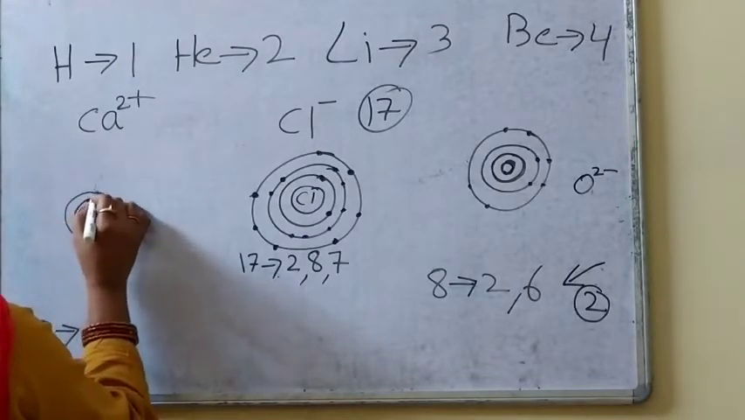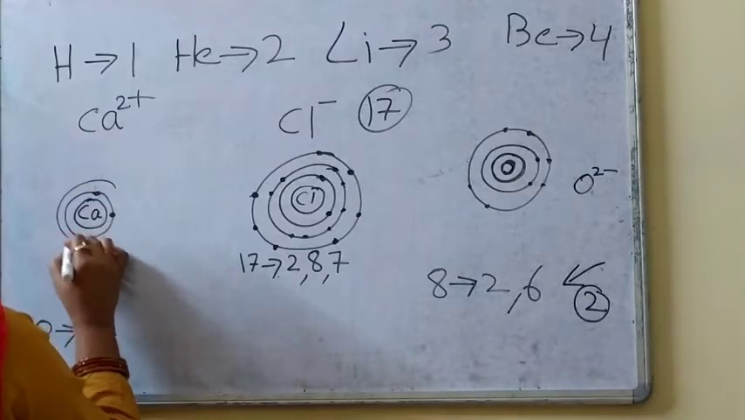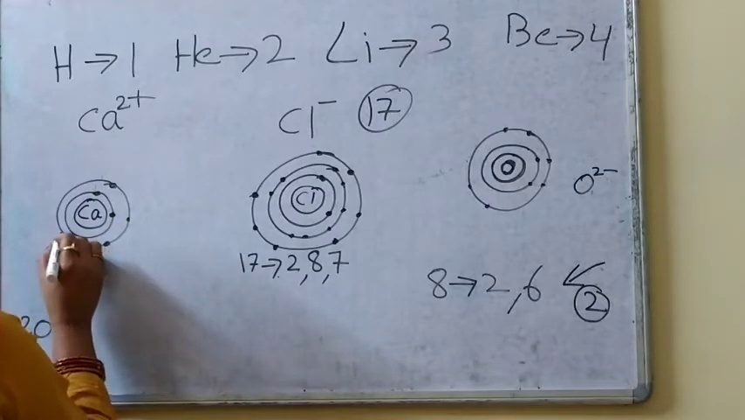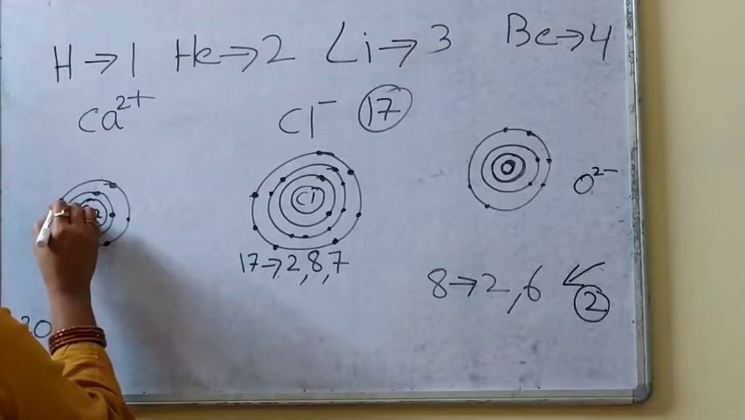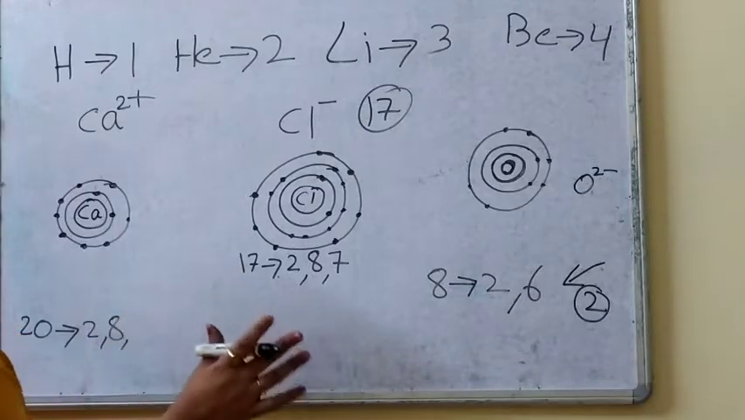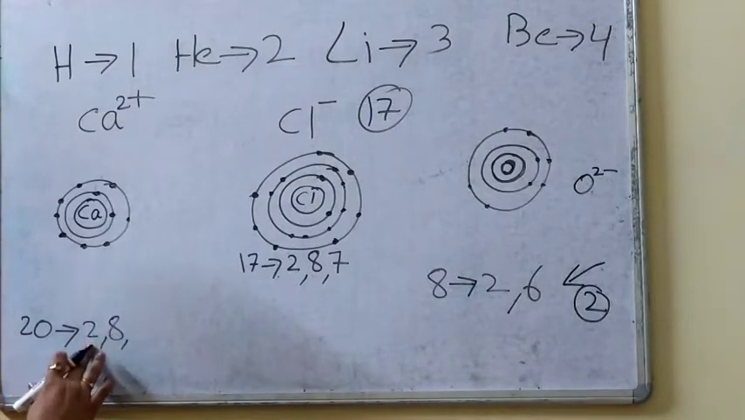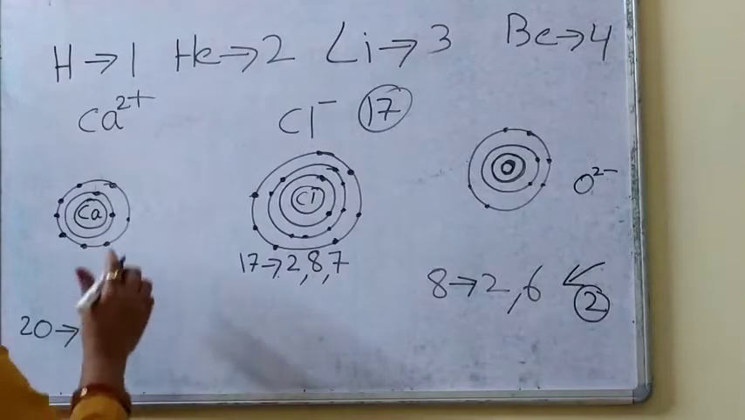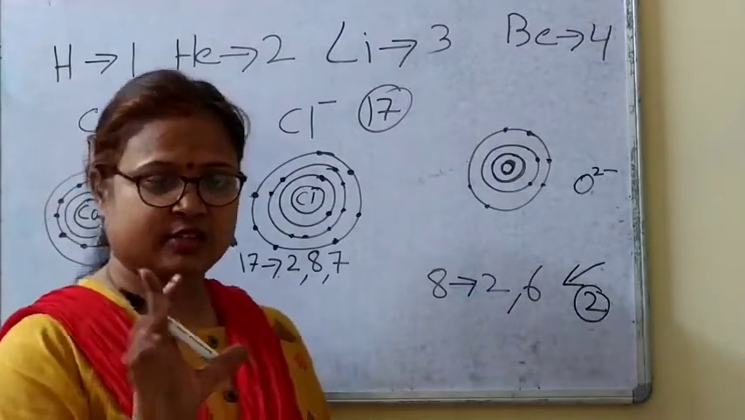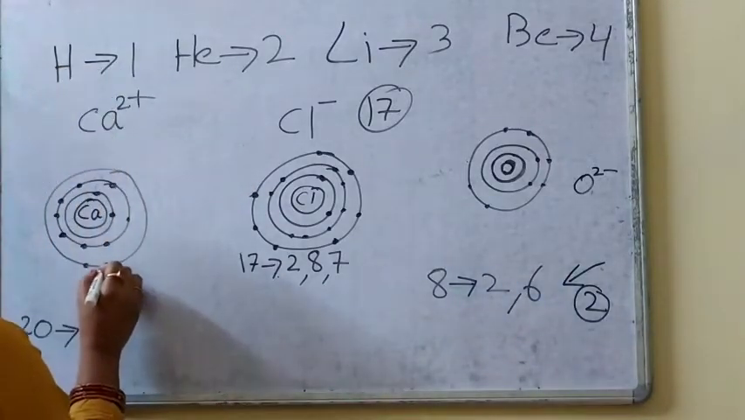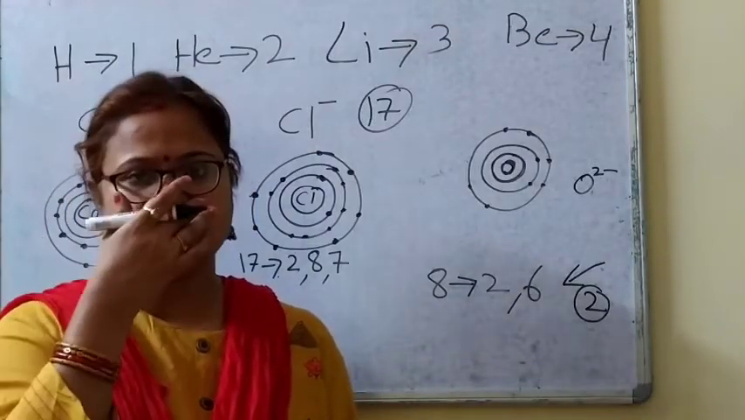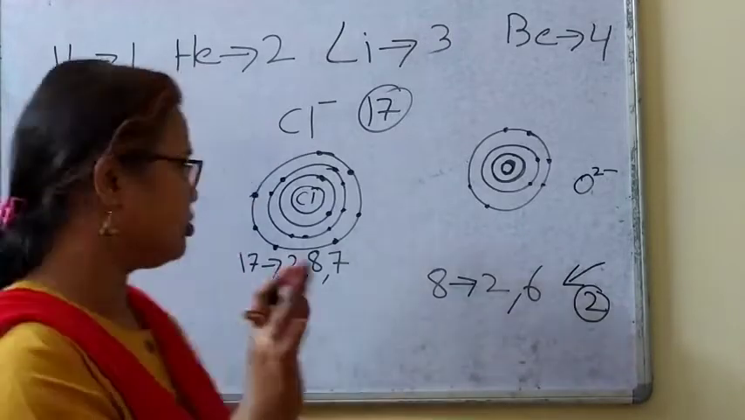First orbit, how many electrons? 2 electrons. This is fixed. Second orbit, 8 electrons, so 1, 2, 3, 4, 5, 6, 7, 8 electrons. So 2 electrons, 8 electrons. Next one, again 8 electrons. So 8 and 2, 10. Only in the first orbit 2 electrons. Second, third, fourth, always what? 8 electrons, less than 8, but maximum 8 electrons.